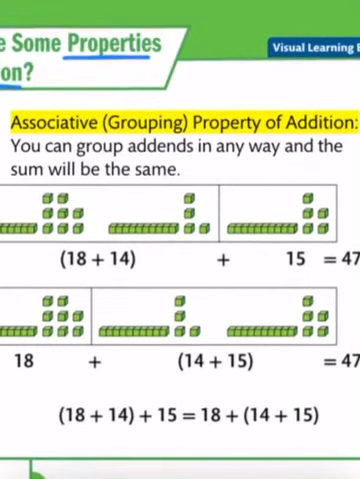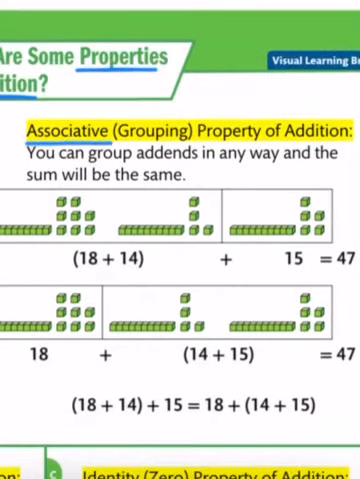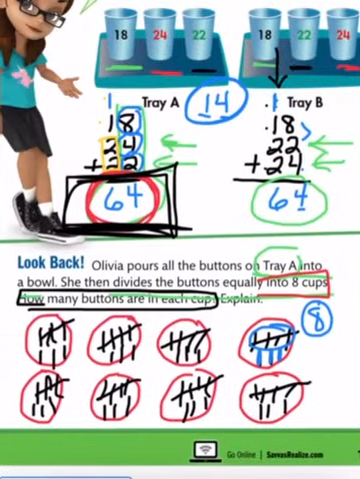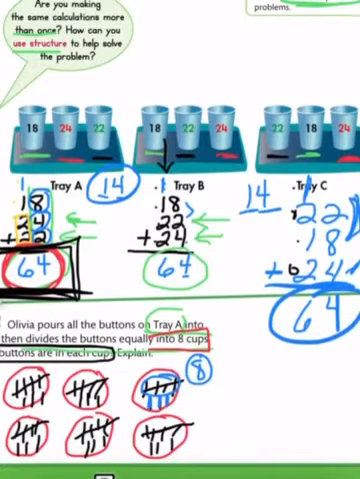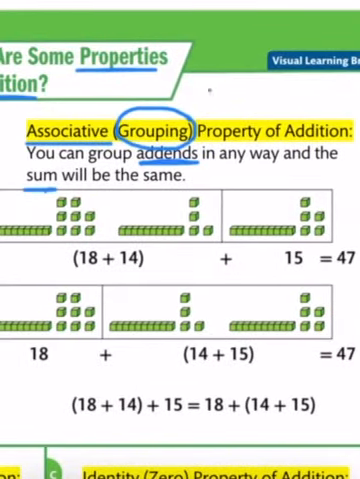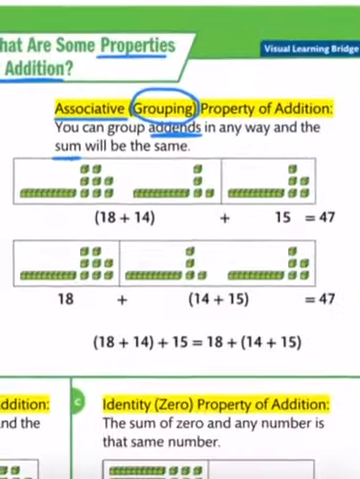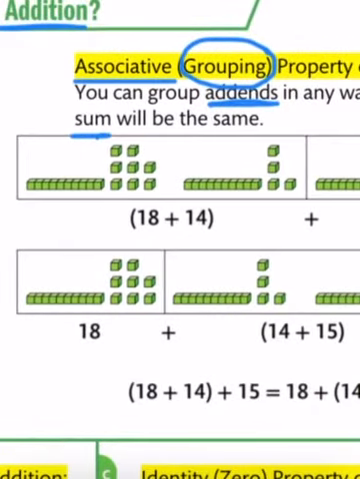Maybe the hardest one to remember is our associative property of addition. And it is the property where we group things together. Okay? You can group addends, and again, addends are numbers we add together, in any way, and the sum, or the answer, will be the same. And again, we saw that as a great example when we added up all these 3 trays on the previous page.